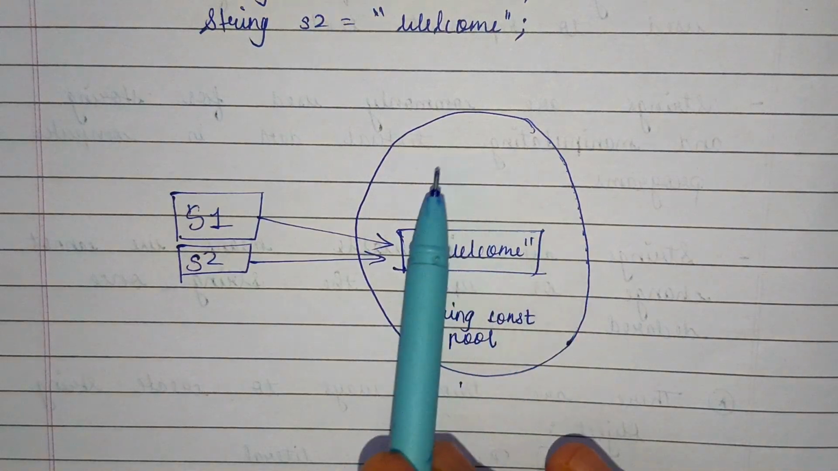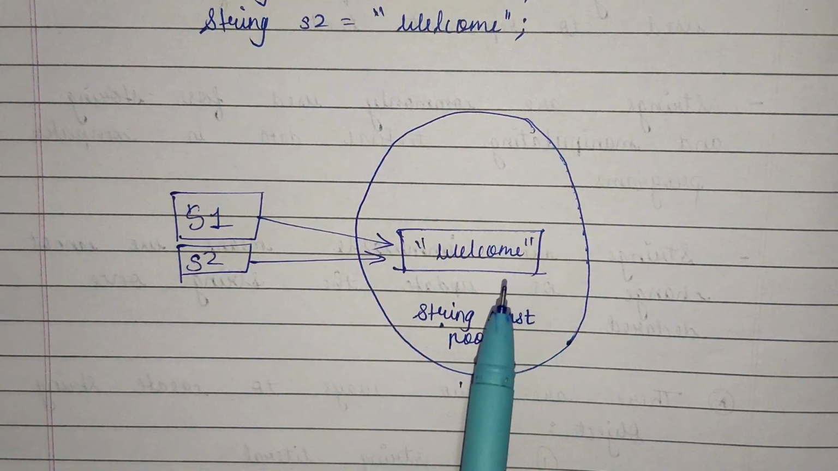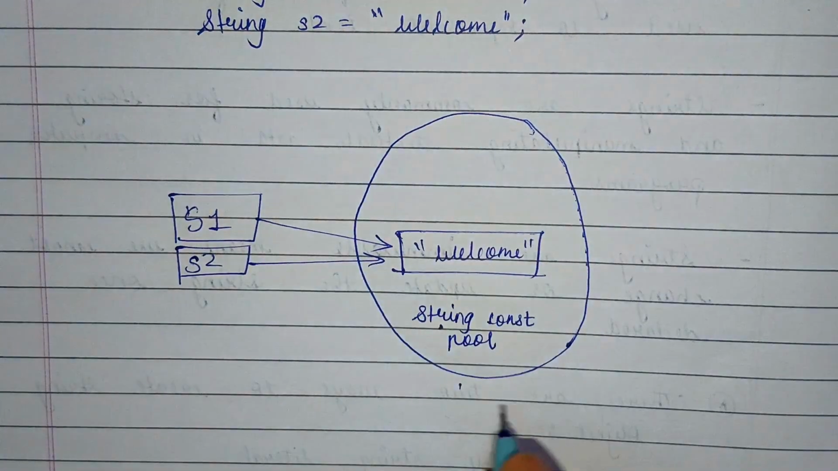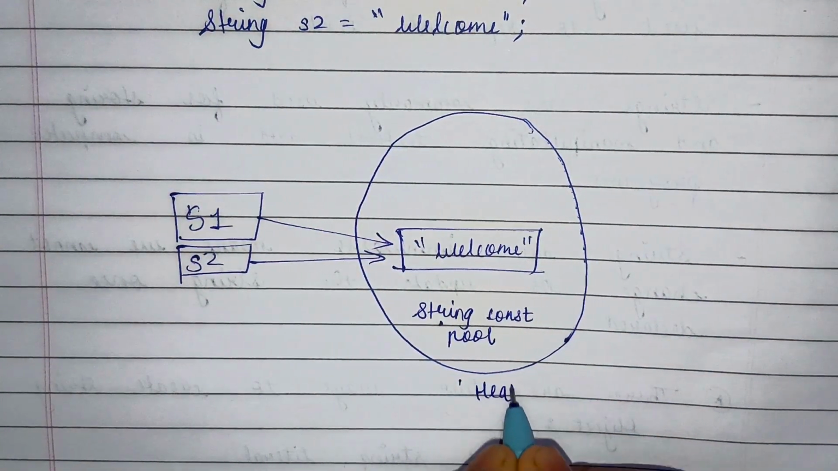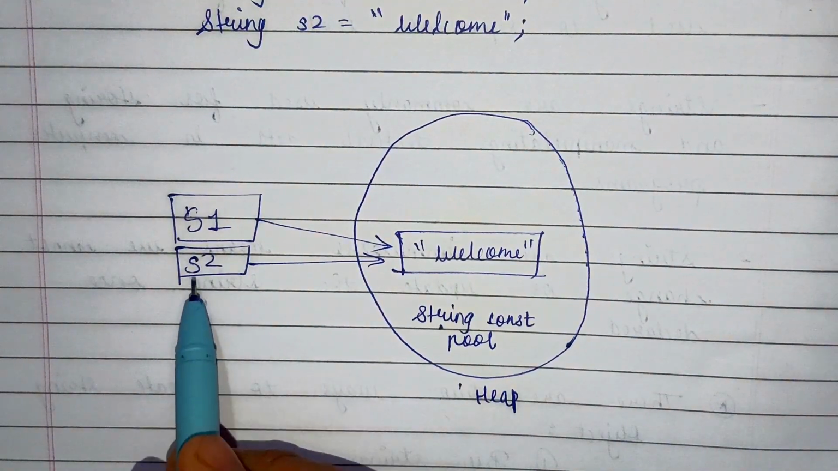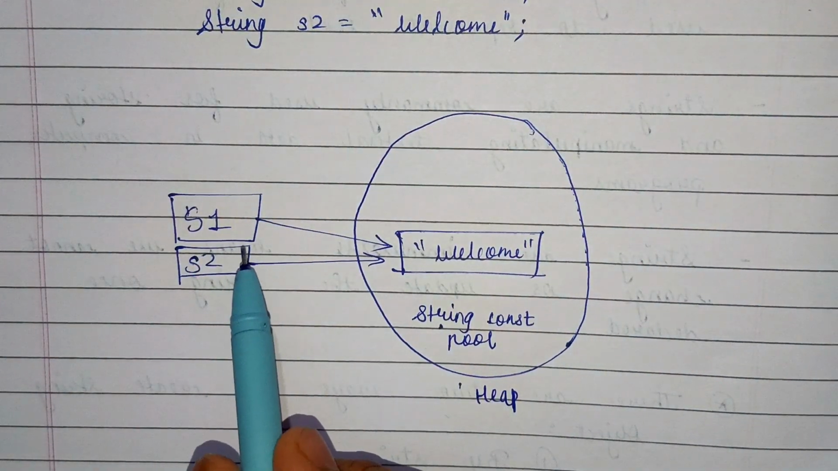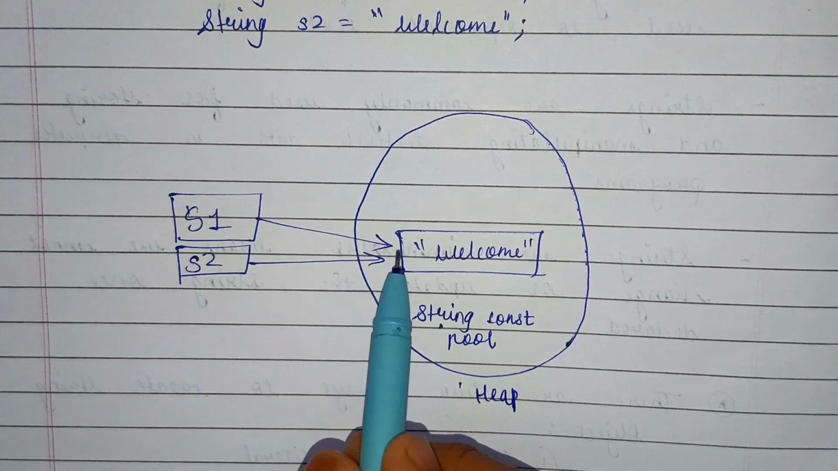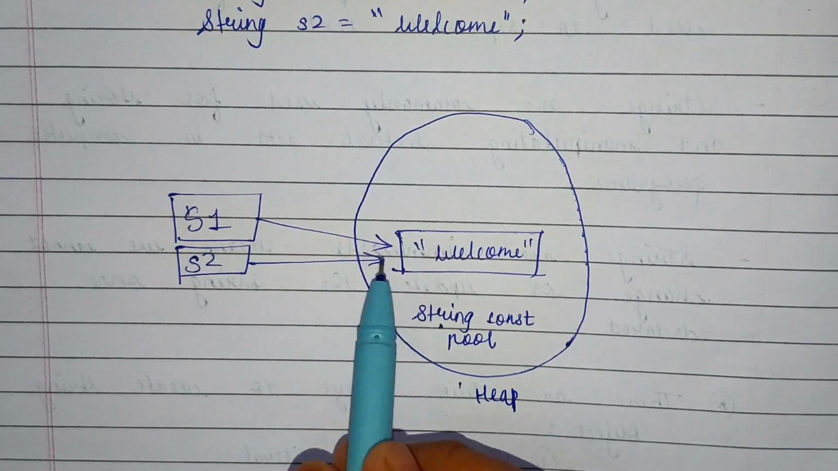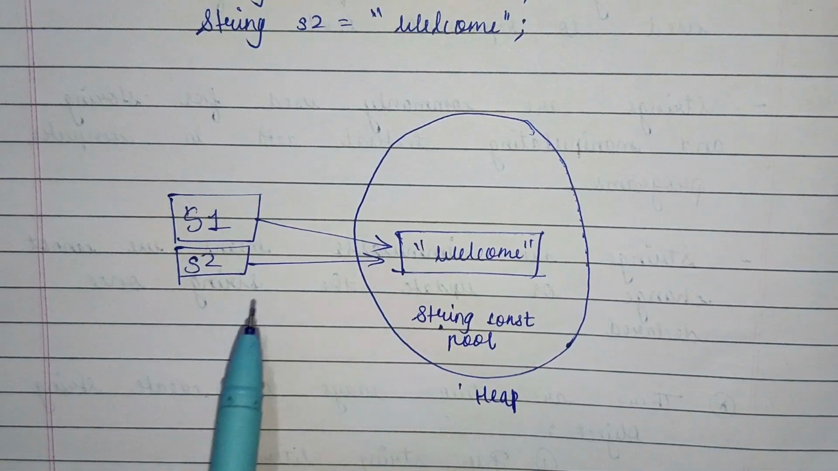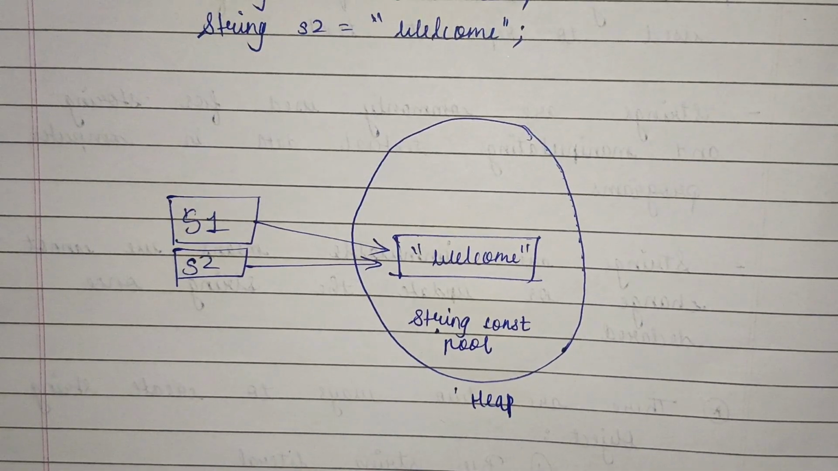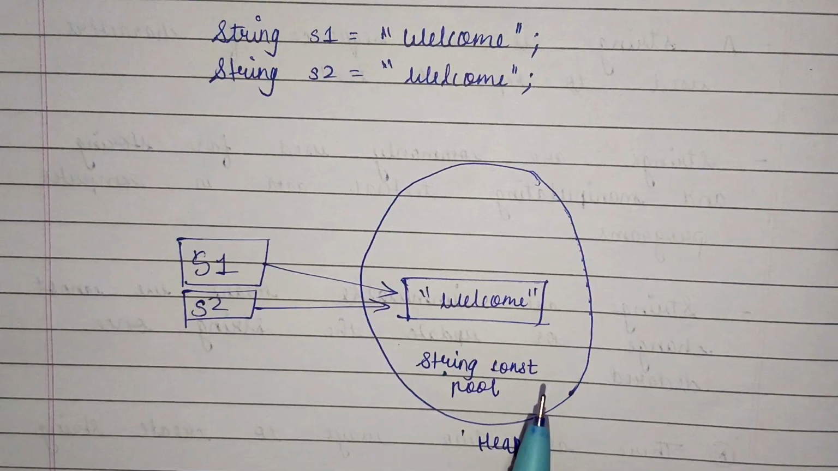This is the string constant pool, and this whole area is called the heap, and these are the two strings. Both are pointing to the same string only. A new instance is not created. Only one object will be created.